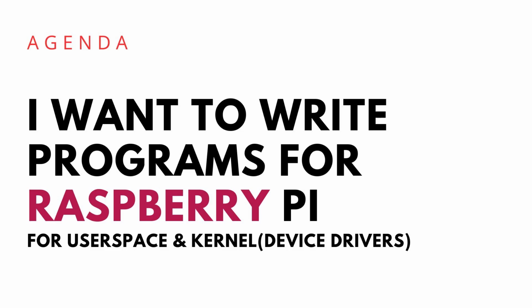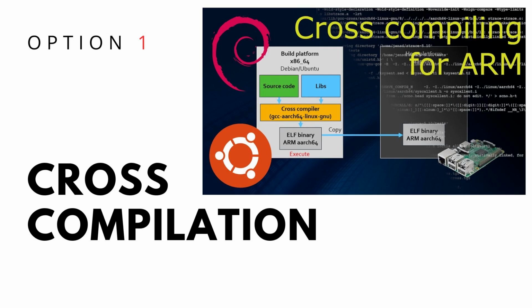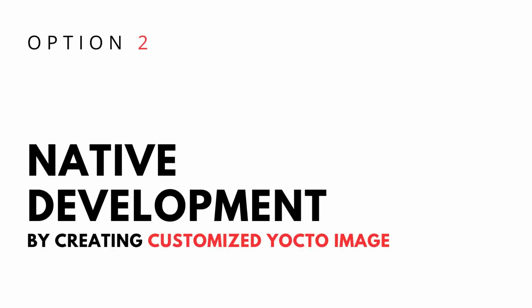To build our own custom programs, there are two options. Either we can do cross compilation, which means we use Yocto or the Yocto generated SDK to build our programs on the Ubuntu host machine, and we copy the compiled programs to the Raspberry Pi and run them. The second option is we create a Raspberry Pi image using Yocto which contains all the tools required to build any application or Linux kernel driver on itself, which means native compilation.